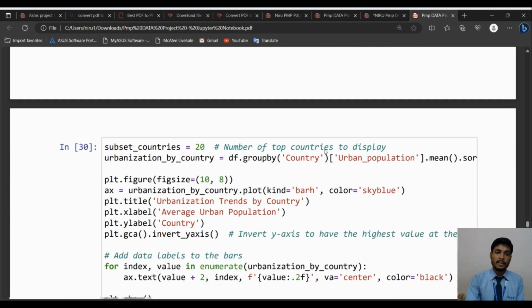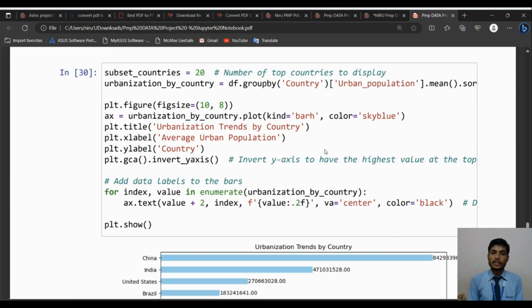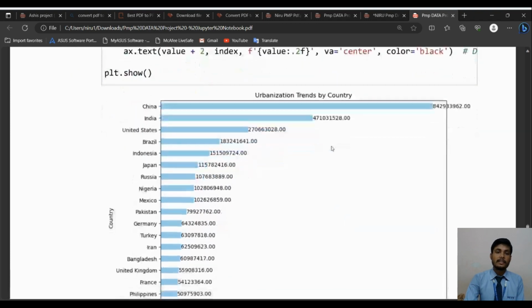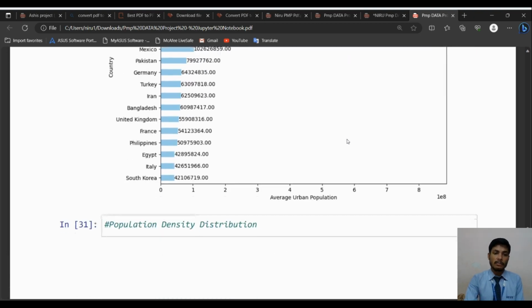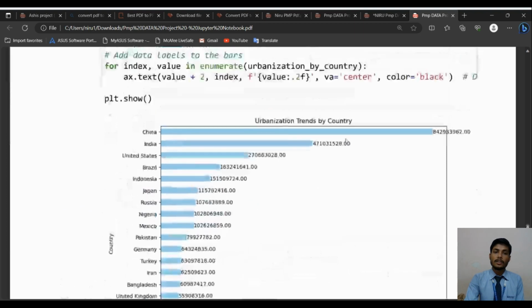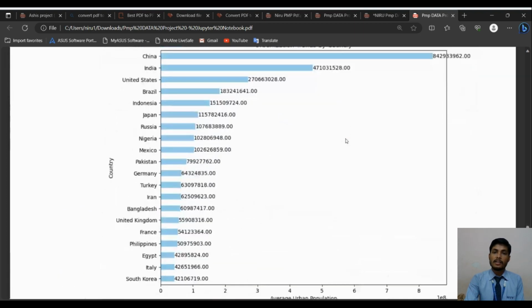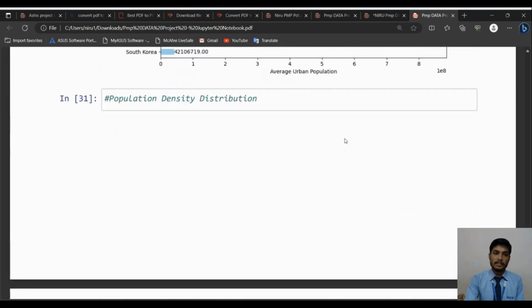Urbanization trends by country. Number of top countries to display in the urbanization trends. We see China. China is the first in urbanization trends by country and is the largest country in the world. Second, India. India has more urbanization trends by country, and third, United States. And last, South Korea. South Korea is the last in the urbanization trends by country.